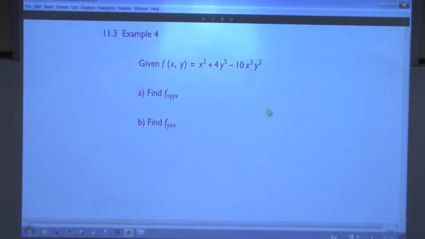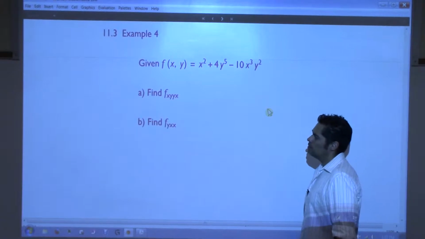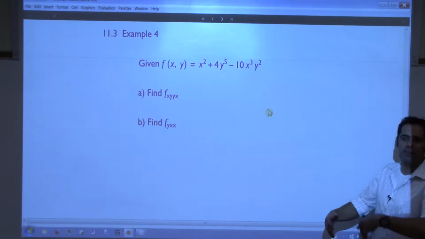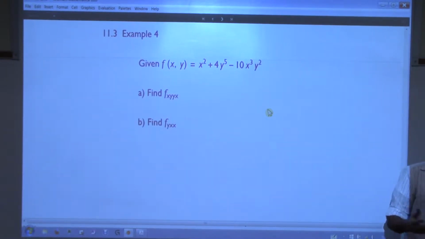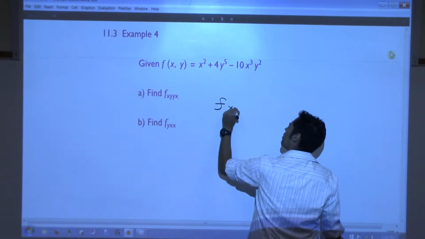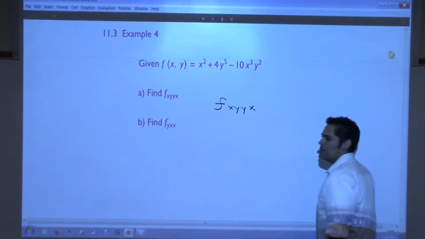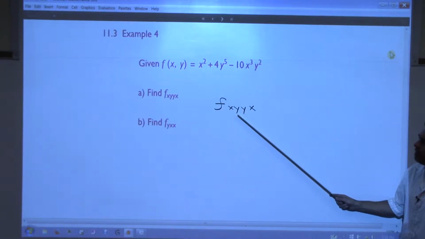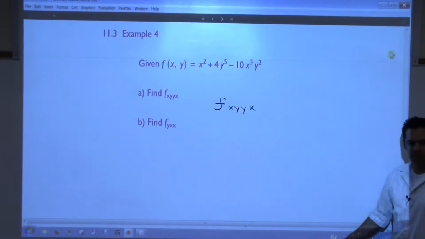Now, there's nothing stopping us from doing more than just second partial derivatives. You can have third partial, just like in Cal 1, you can have first derivative, second derivative, third, fourth, fifth, sixth. But in Cal 1, really just the first and second derivatives were the ones that really mattered, the ones that really helped us. But there's nothing stopping us from doing a higher order derivative. So let's see if we can make sense of this one right here, f_xyyx. I'm going to take the partial with respect to x first, then y, then y, then x. Let's see what we get.